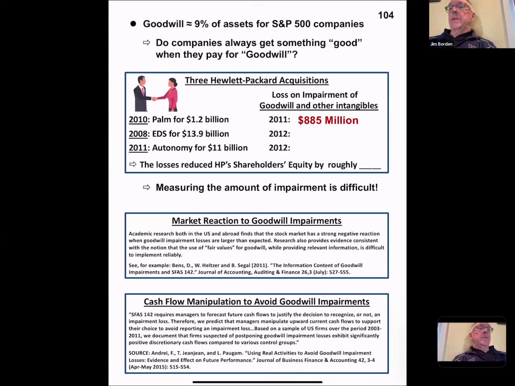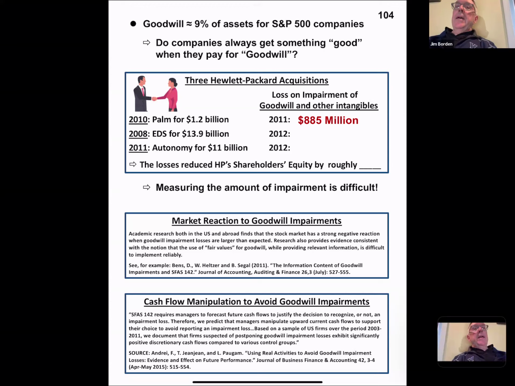You don't see anybody walking around today with a Palm Pilot, right? So as a result, that acquisition wasn't worth nearly as much as we had thought. So we had to record an impairment loss. In this case, it was $885 million, over 70% of the original purchase price.